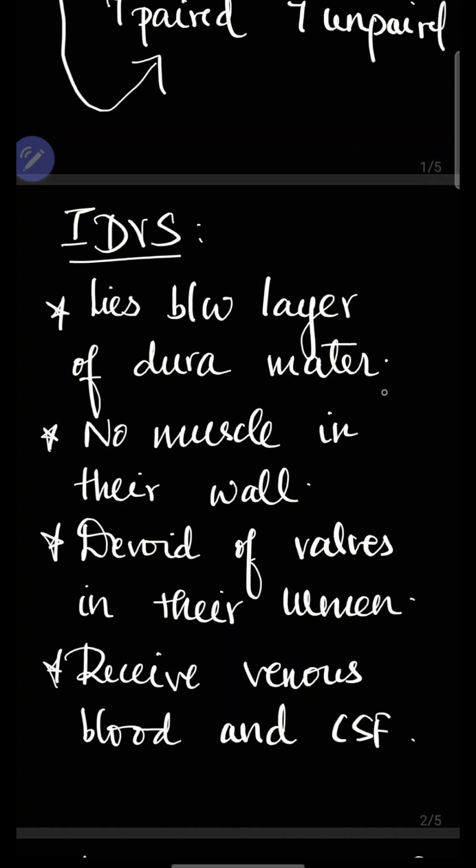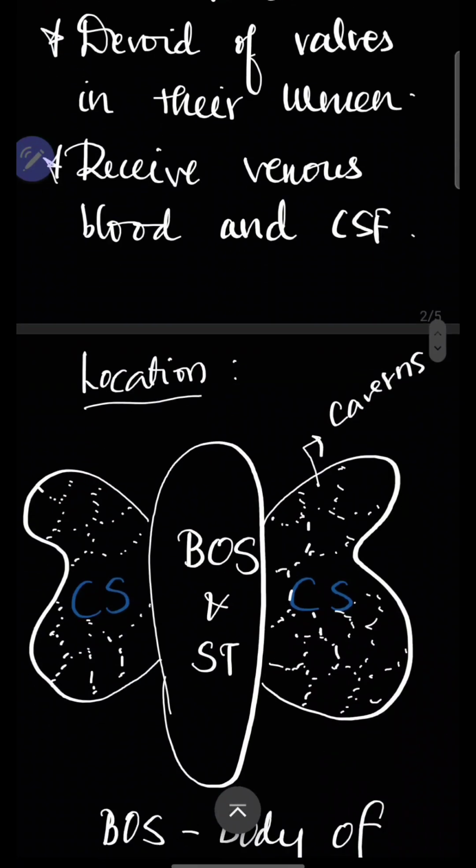It lies between the layers of dura mater. There is no muscle in their wall. They are devoid of valves in their lumen and they receive venous blood and CSF.